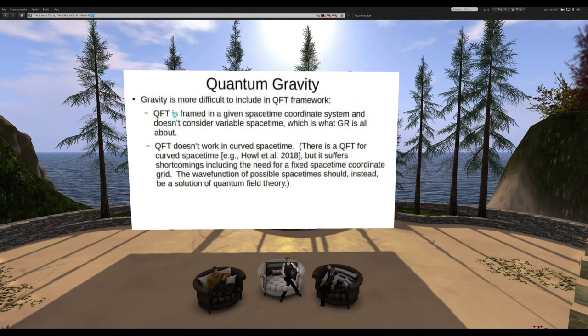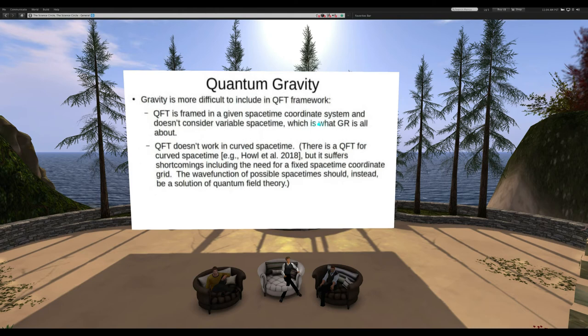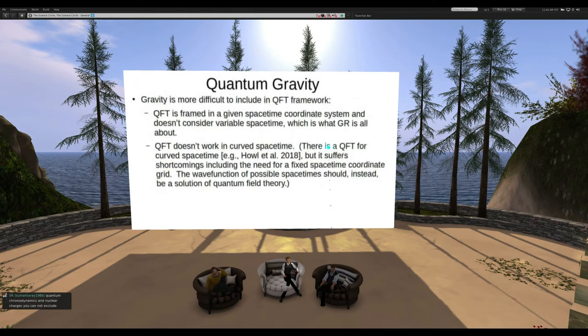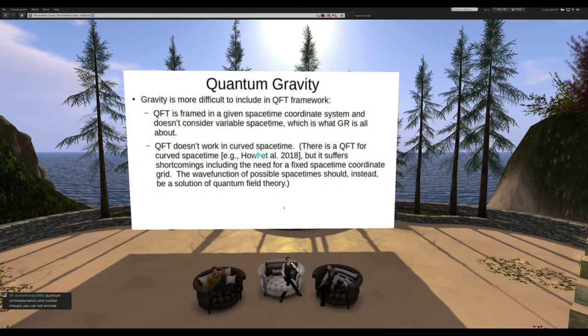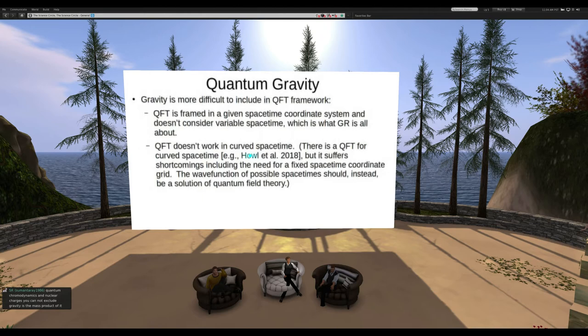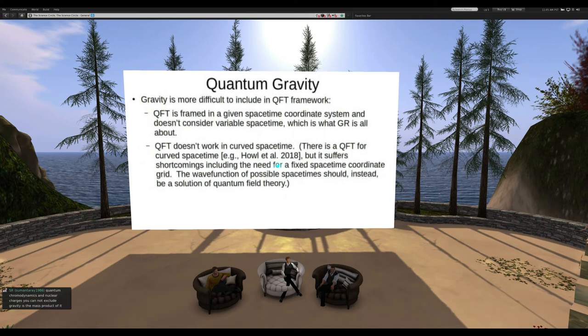Gravity is more difficult to include in this QFT framework, quantum field theory. It's framed in a given space-time coordinate system, a background space-time coordinate system. And that's not what GR is about. It's about variable space-time. So QFT doesn't work in curved space-time, although I should point out that there is actually a QFT for curved space-time. And you can look at this picture, article here that mentions it, and actually does a treatment for it. It's been around for like 20, 30 years or something, apparently.